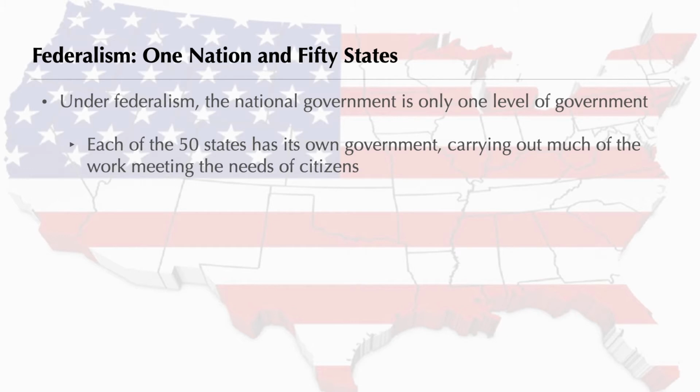The national government is only one level of our government. Each of the 50 states also has its own government. If your public school system had problems, would you write a letter to the president? Probably not, because most of the laws and policies that affect the public schools are made by state and local governments, not by the government in Washington, D.C. In fact, our state governments carry out much of the work of meeting the needs of citizens. These governments have major responsibility for public education, transportation, and health and safety.